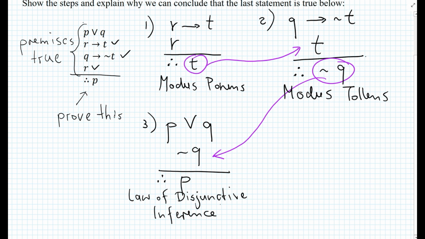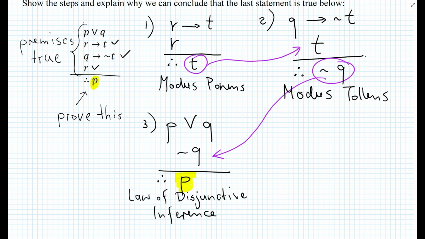Okay, and we're basically done with our proof, okay? Remember, our goal is that we had to prove this part over here. We had to prove that P was true. And we actually did prove it, okay? So we did answer the do now.